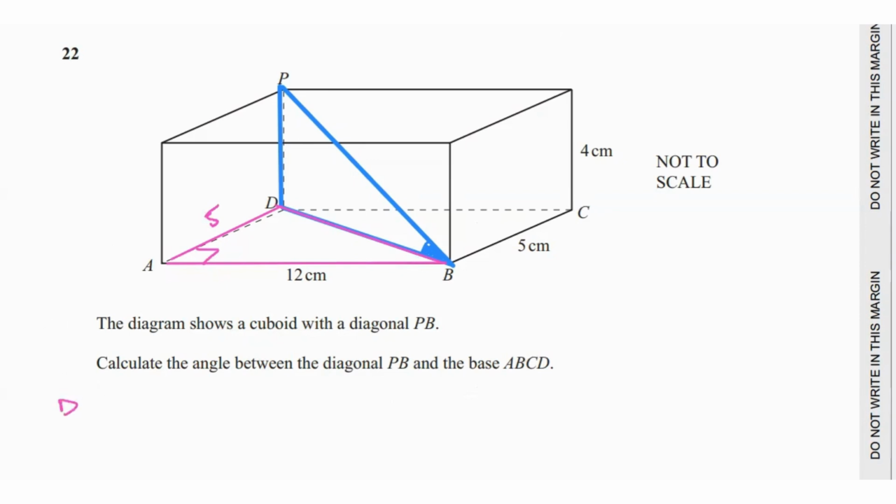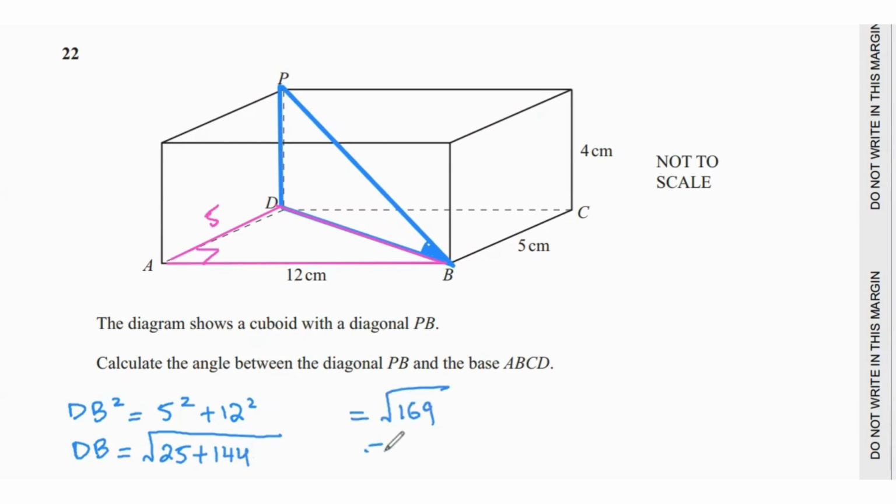So DB squared would equal 5 squared plus 12 squared using Pythagoras theorem. Pythagoras theorem is always used when we have two given sides and they want us to find the third one. So that's square root of 25 plus 144, which is square root of 169, and that is 13 centimeters. That is your DB.